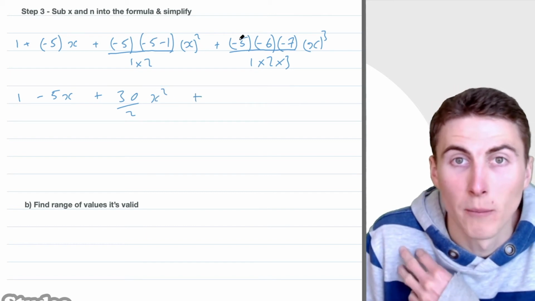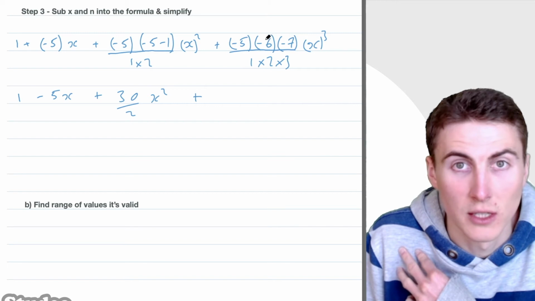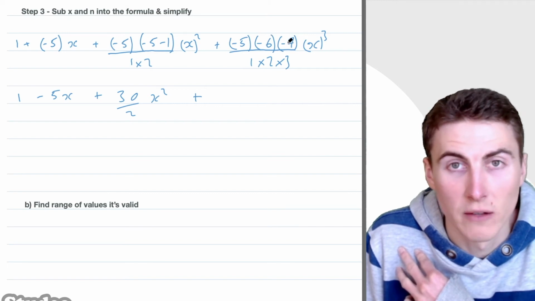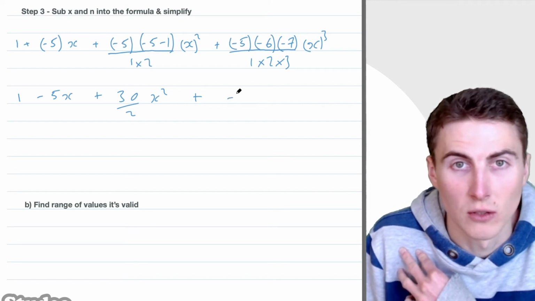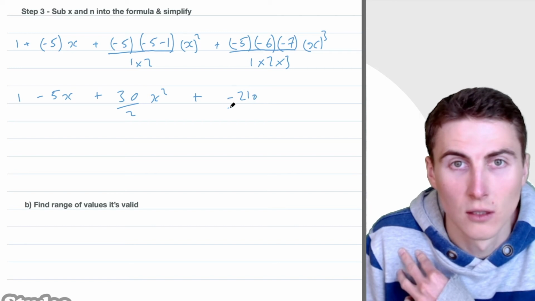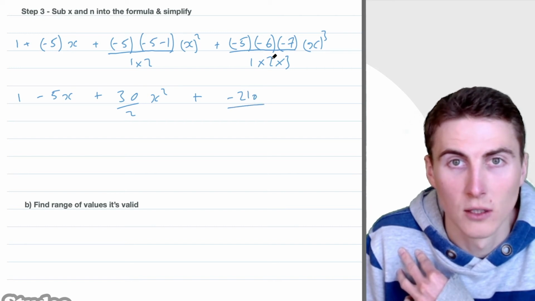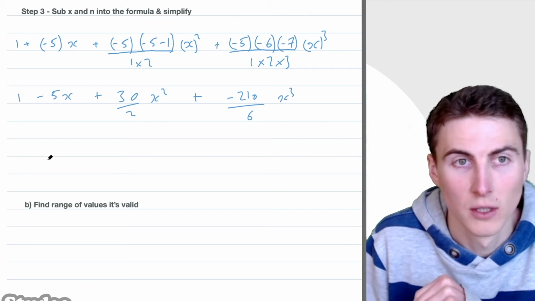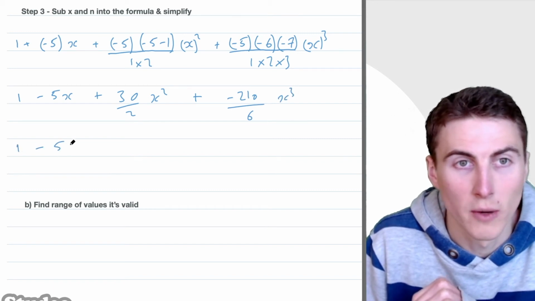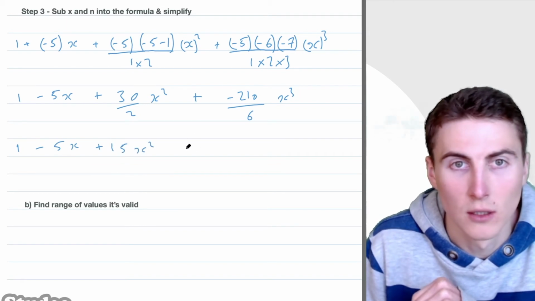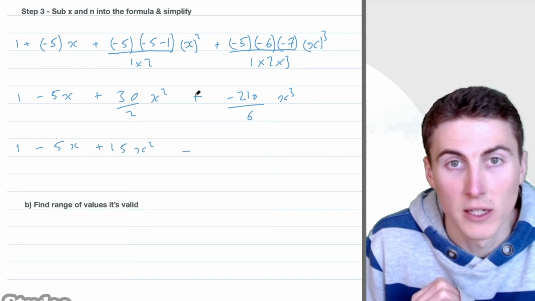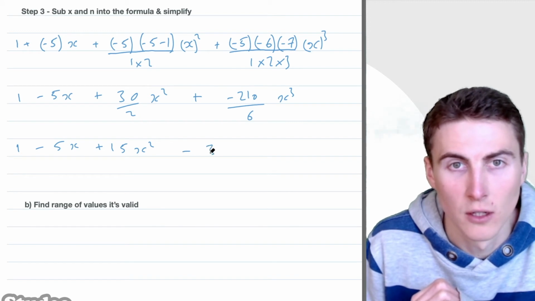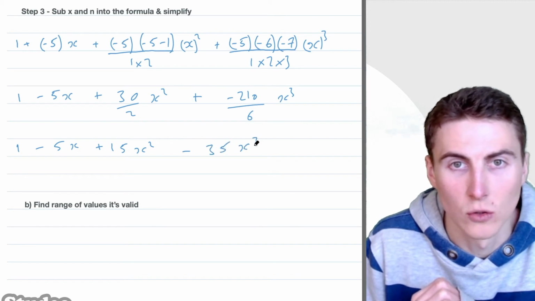Then over here, minus 5 times minus 6 is 30, times minus 7 is 210. So I get minus 210 over the bottom bit here, 2 times 3 is 6. And then we get x cubed. And I'll simplify that again. So 1 minus 5x plus 15x squared, and then minus, we got plus, and a negative 35x cubed.